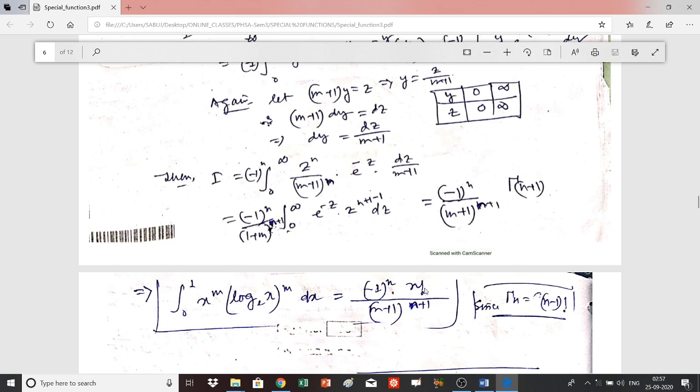So that n factorial is given here, minus 1 to the power n, m plus 1 to the n plus 1. So this integral has the value of this.